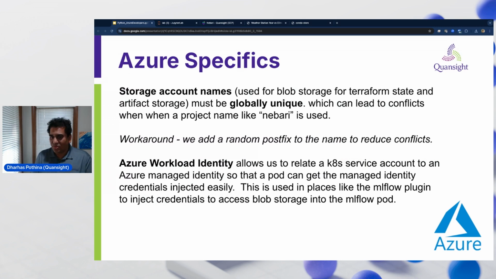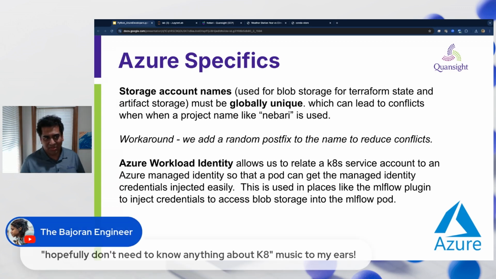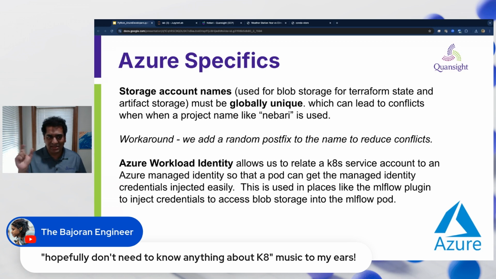Now, some specific things we had to do for Azure. Essentially we can deploy on any Kubernetes, but each cloud has its issues, and we hit a couple of things. One is that storage account names have to be globally unique. People typically, when they deploy the platform, call the project Nebari, and that conflicts with other things called Nebari because of this globally unique requirement. So we just add a little random postfix to the names to avoid that conflict.